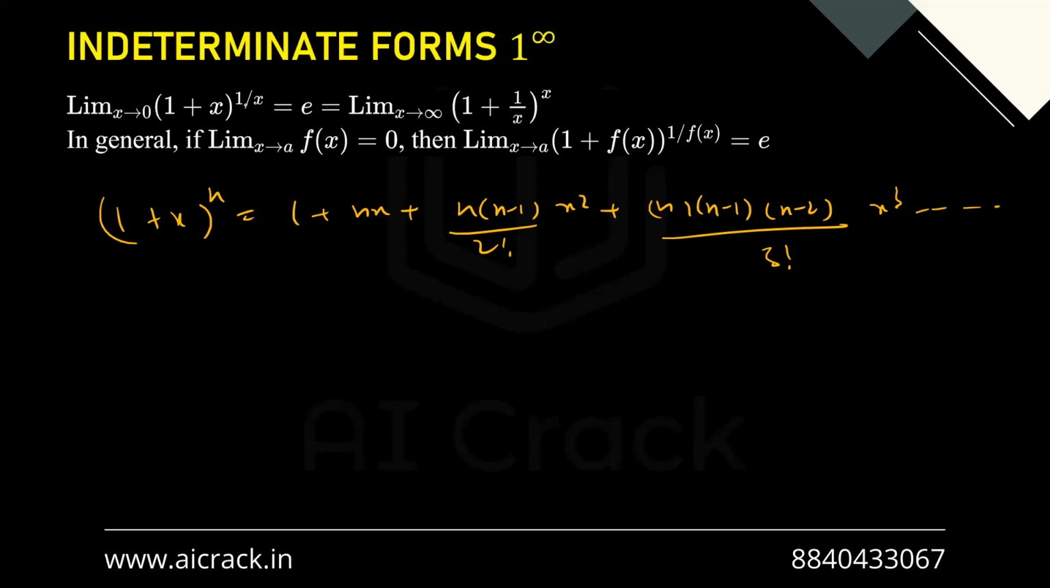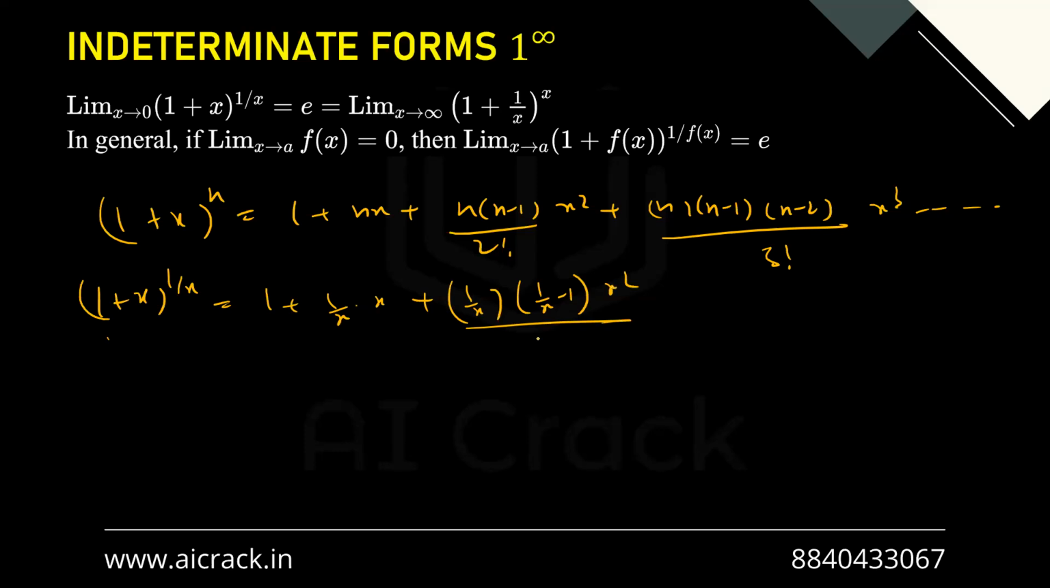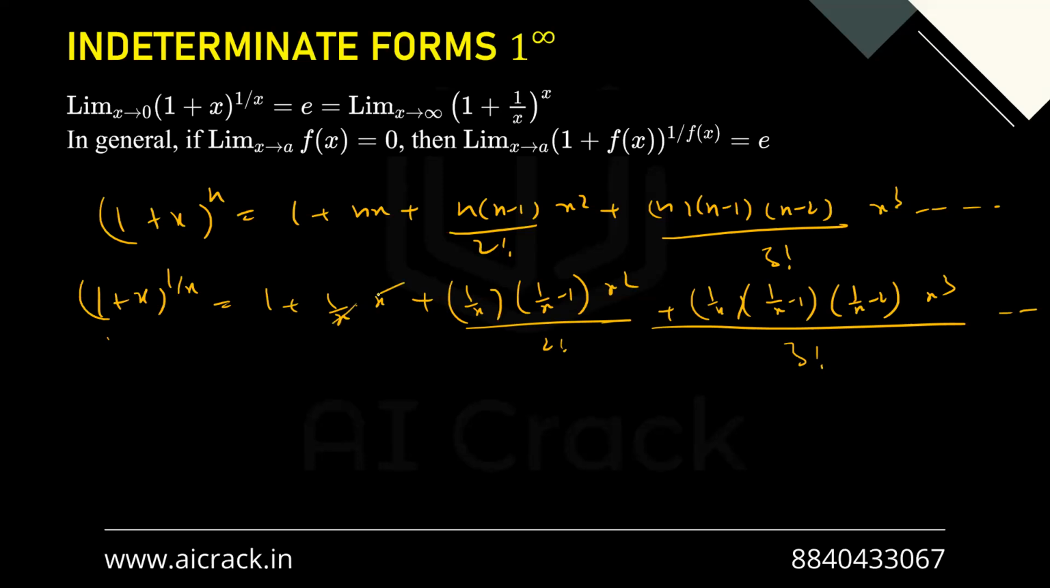Now over here we have 1/x, right? What we can do, we can replace n by 1/x. So this would be 1 + (1/x)·x + (1/x)(1/x - 1)x^2/2! + (1/x)(1/x - 1)(1/x - 2)x^3/3! and so on. Okay, now this gets cancelled out.